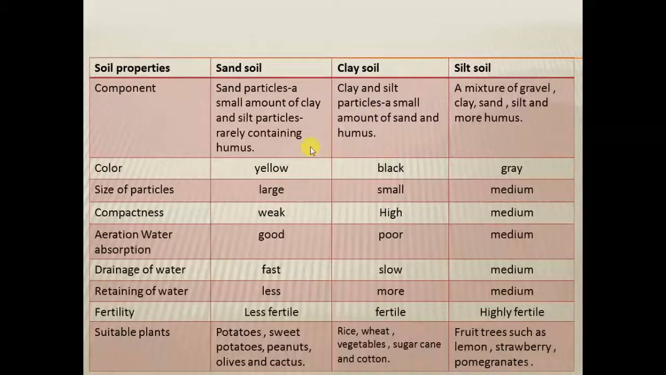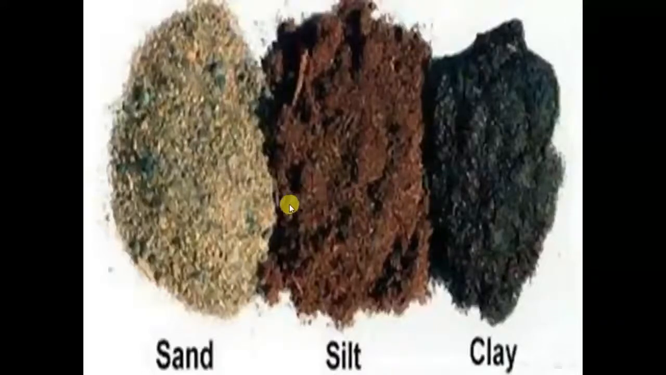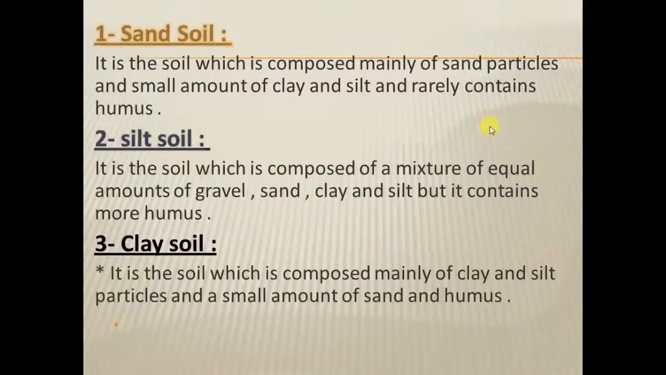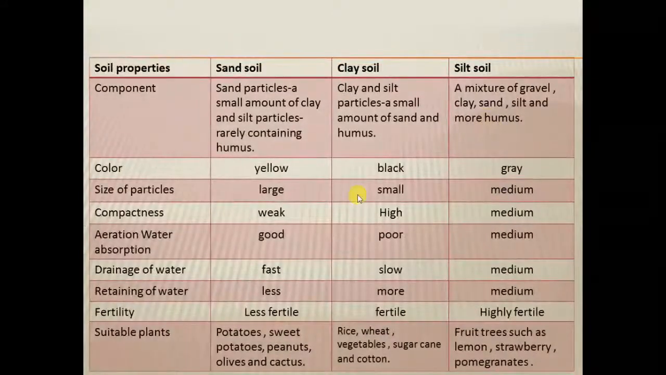We will compare between them according to the color. Let's look again at this picture. We can observe now the sand soil, its color is yellow. The color of the silt soil is gray. The clay soil, its color is dark black. Okay? According to the size of the particles of each one of them, the sand, its particles have a large size.